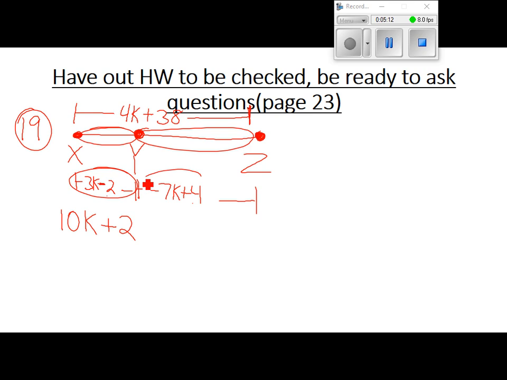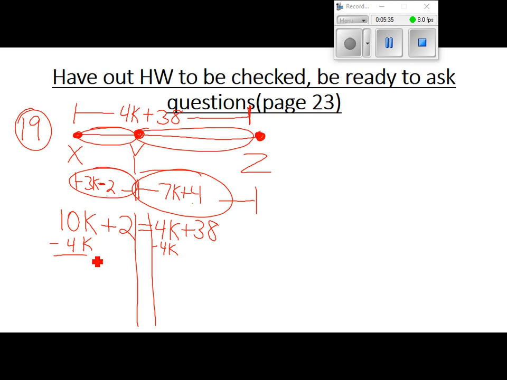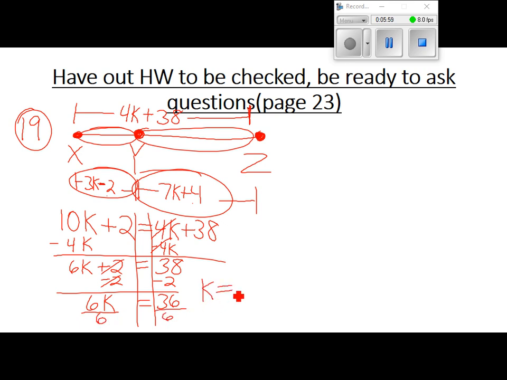So we added this plus this, and we know that that should all equal what? 4K plus 38. I'm going to solve this real quick because your algebra teachers last year did a magnificent job of teaching you how to solve equations. So this is all easy stuff, right? Subtract 4K on both sides. That's 6K. If I do something wrong, somebody please tell me. That's 38 left on that side. Subtract 2 on both sides. Those cancel out. That leaves me with 6K on this side, 36 on that side. Divide by 6 on both sides. And I think K ends up being 6.